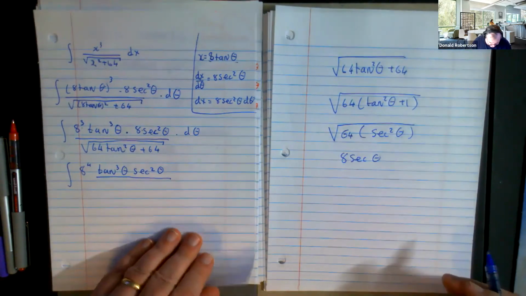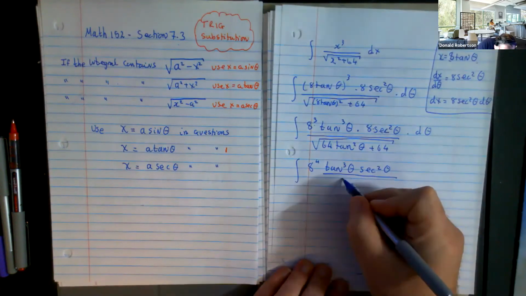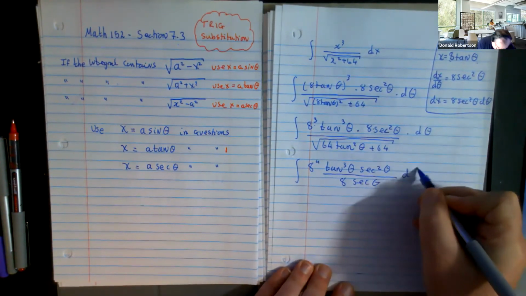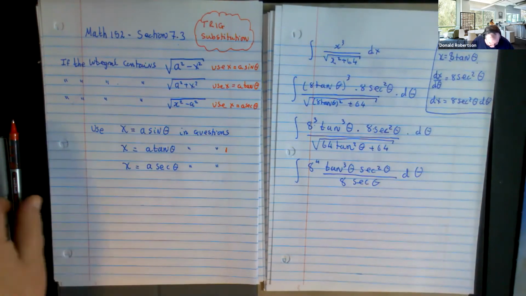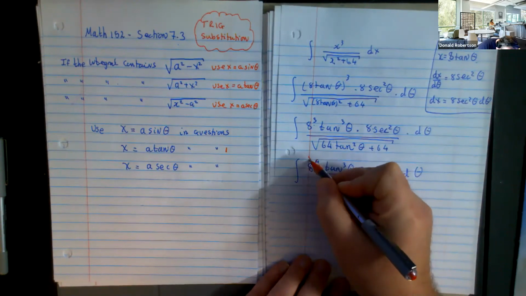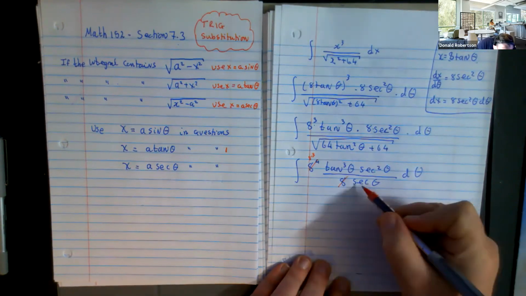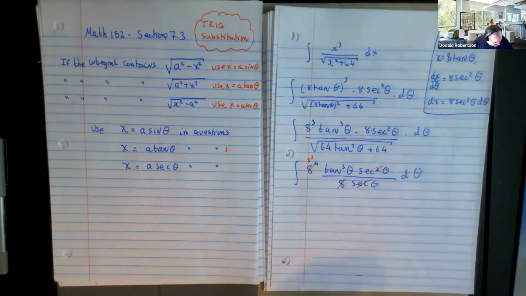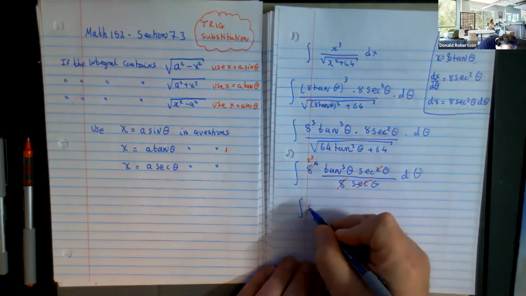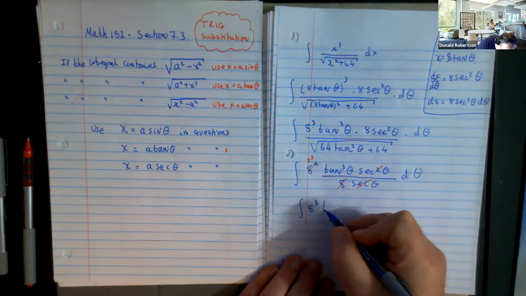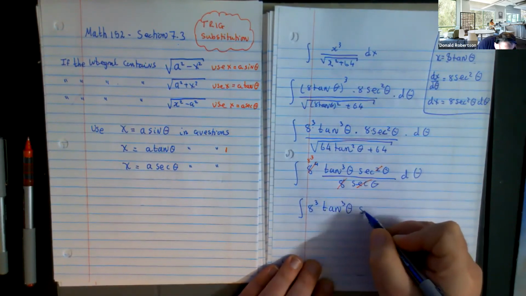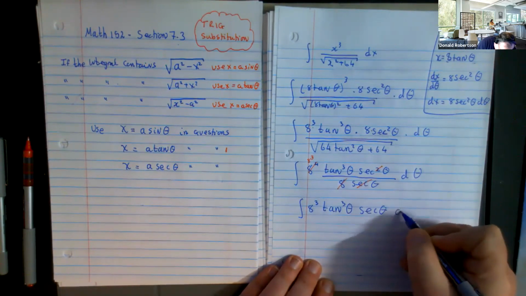So back to my question. You get 8 secant theta d theta. And now I'll do some cancelling. Not much, but that will cancel with that and leave me with 8 cubed. This will cancel with one of them and leave me with a secant. So I'm now left with 8 cubed tan cubed, a single secant theta, d theta.